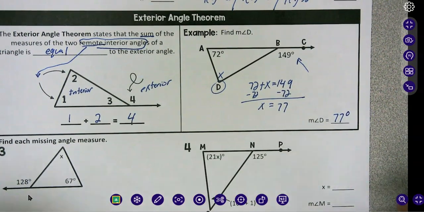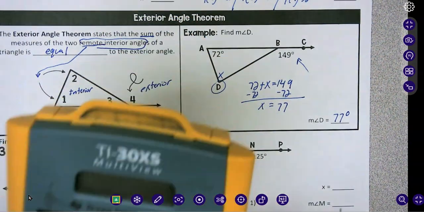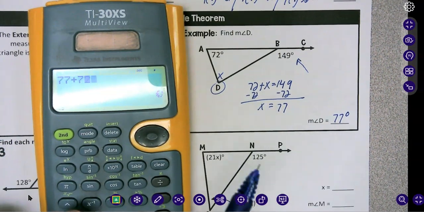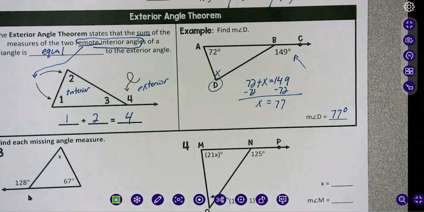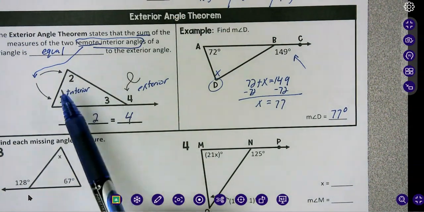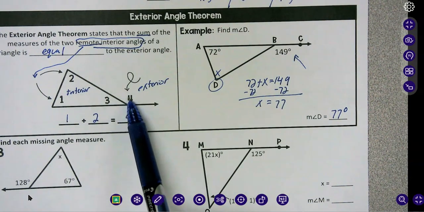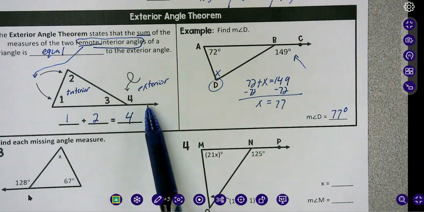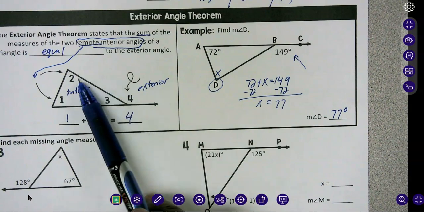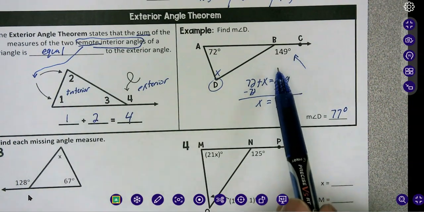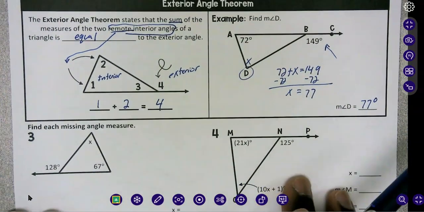Now, the 77, let's look at the calculator. Does 77 plus 72 equal 149? Yes, it does. So the theorem is true that these two angles that are not next to, or non-adjacent to, the outside or exterior angle, their sum, or what they add up to, equals this outside angle. This is true in triangles.